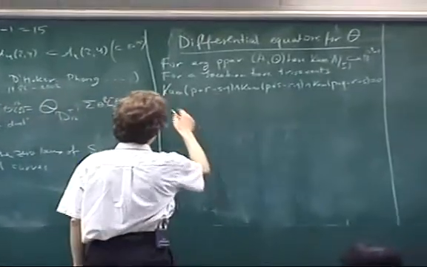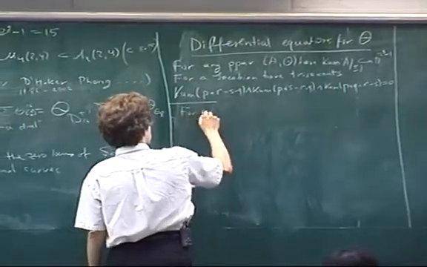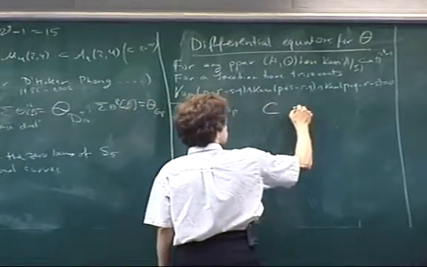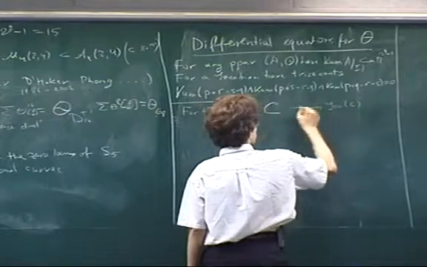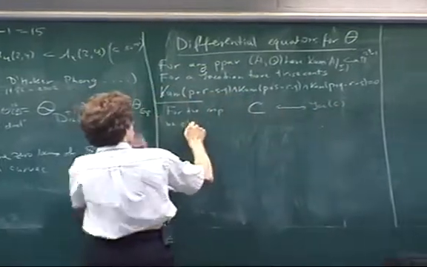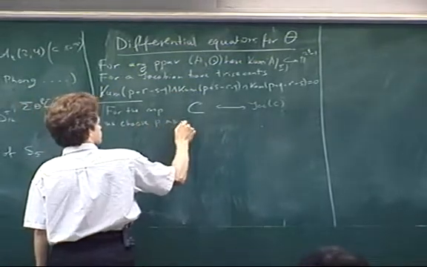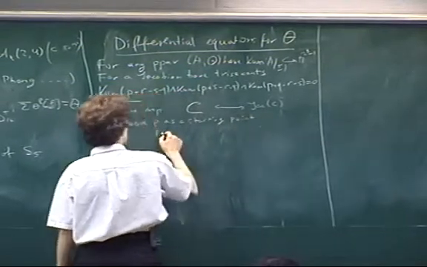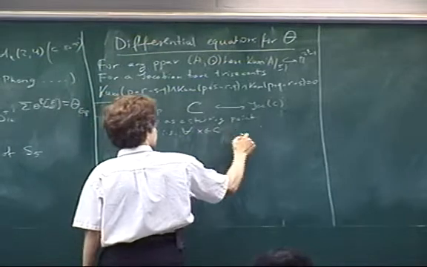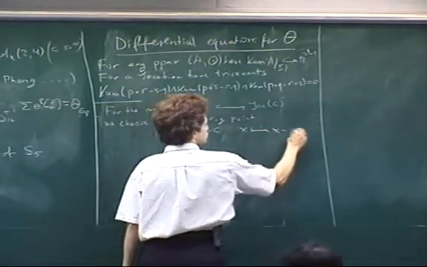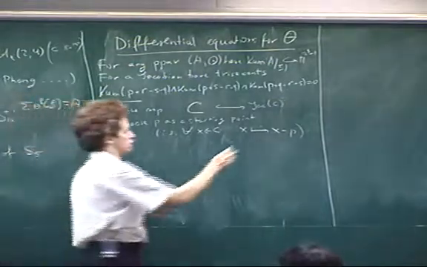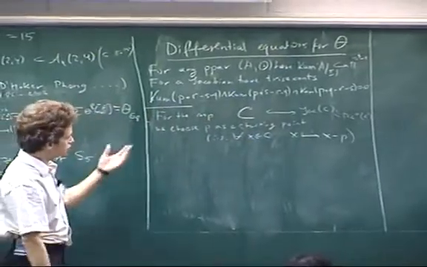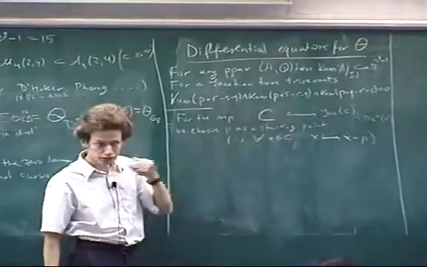So for the map of the curve to its Jacobian, we choose, say, P as a starting point. Which is to say that for any x on the curve, we map x to x minus P as a point in the Jacobian. The Jacobian here I'm thinking of as Pic^0. Okay? So this essentially means that P maps to 0, right?